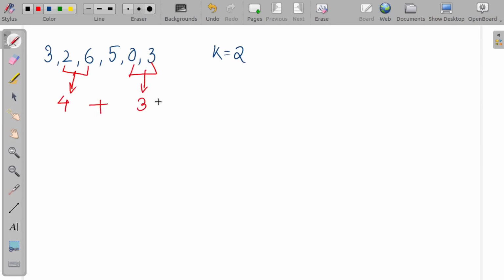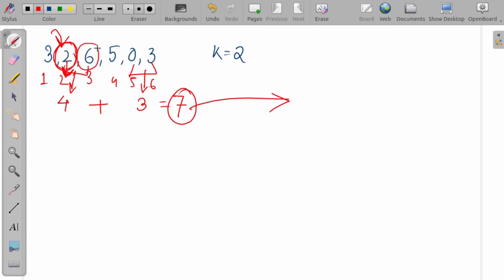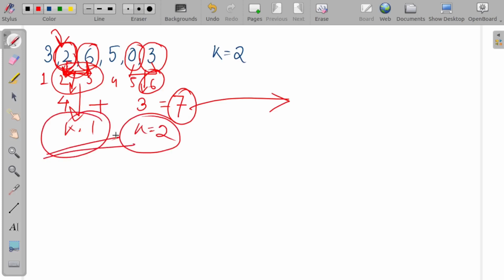If I take both of them, that is 4 plus 3, which is 7. That is how it works: I buy on the second day, sell on the third day, then buy on the fifth day and sell on the sixth day. That means the span of each is a complete transaction, one for k equals 1 and one for k equals 2. That is how I can implement that.